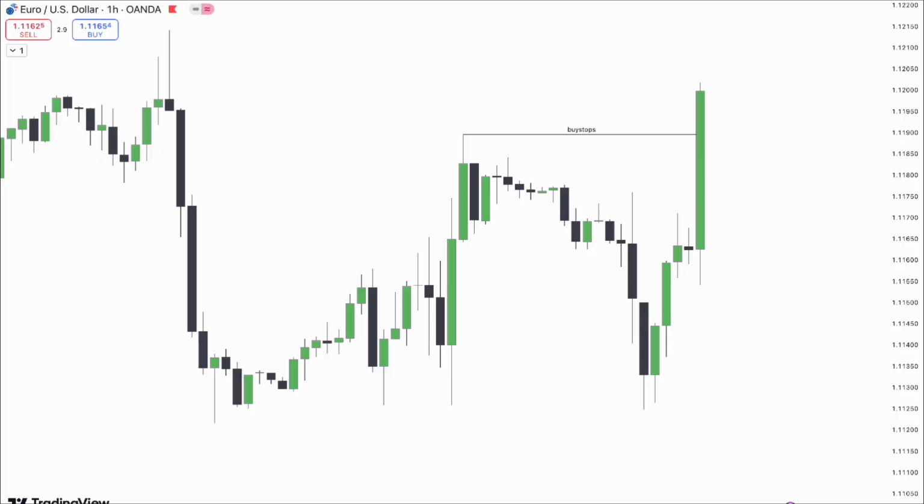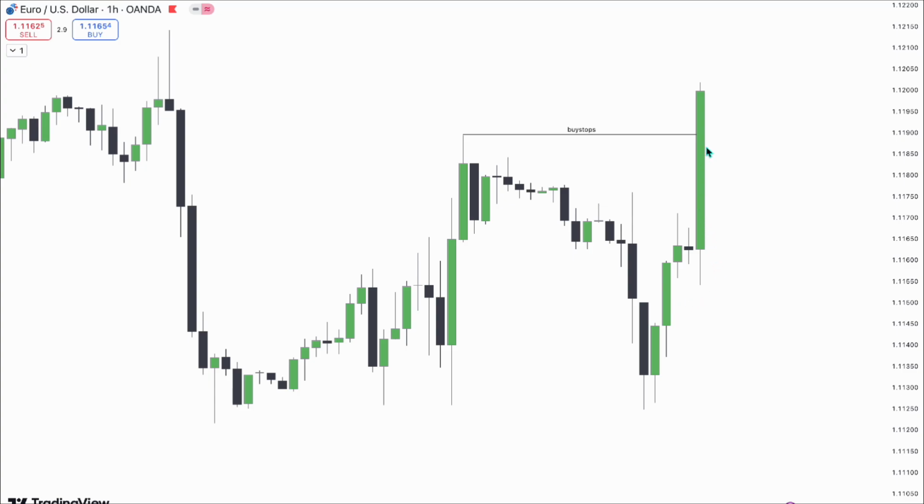Let's move to our first top-down example. Here we'll be looking at EURUSD on the 60-minute chart. As you can see, the market runs through an old high, which is external range liquidity, and creates a fair value gap that acts as internal range liquidity.